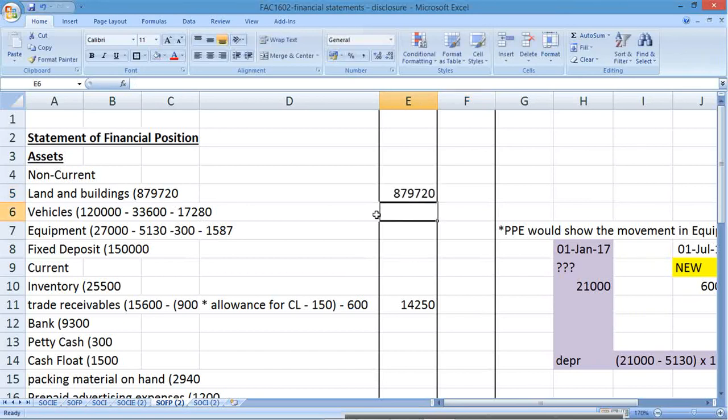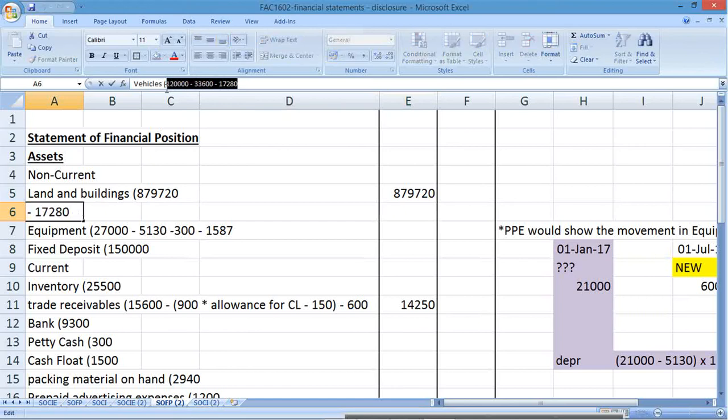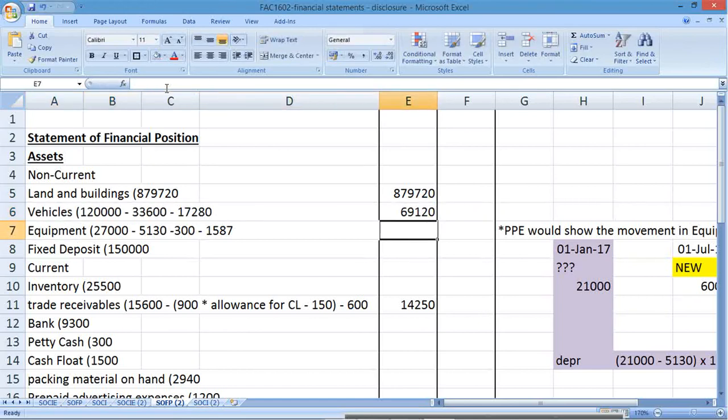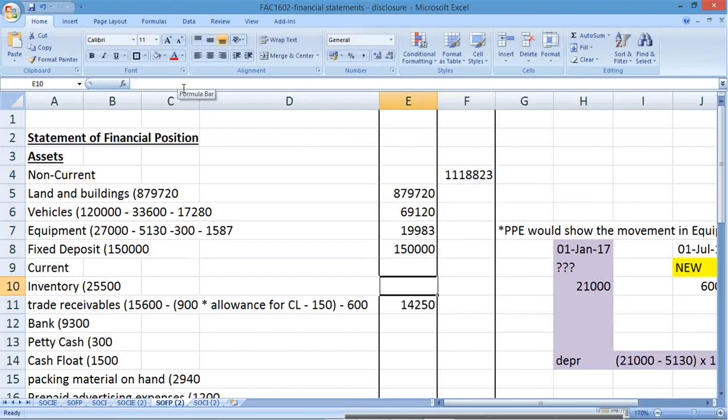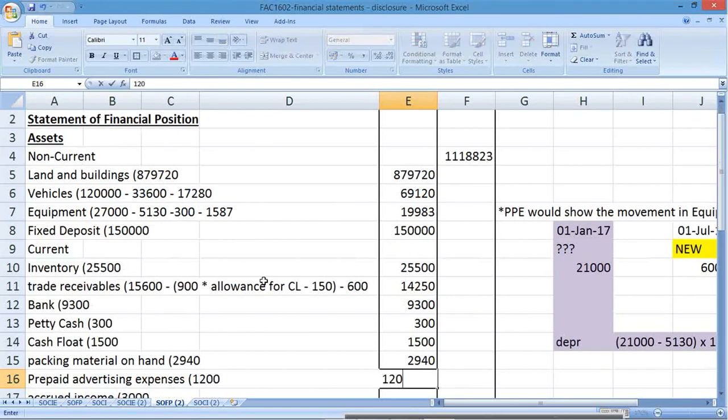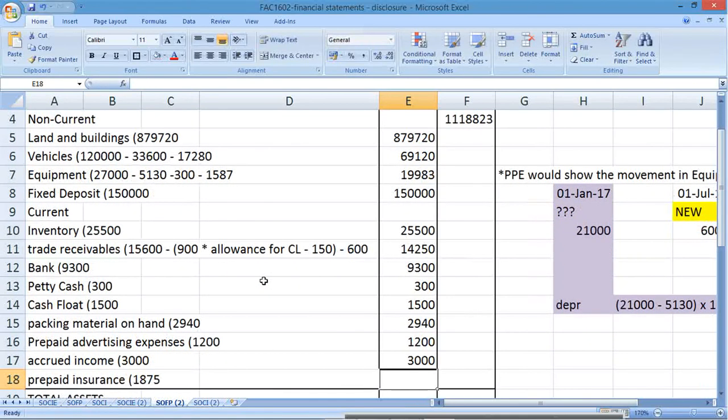So that's 879720. Let's tally all of this. That's 150,000. Now we can add up all of that. That didn't change. That's already been done. The others none. This needs to change. 1529412.